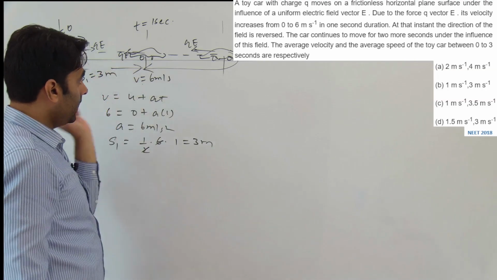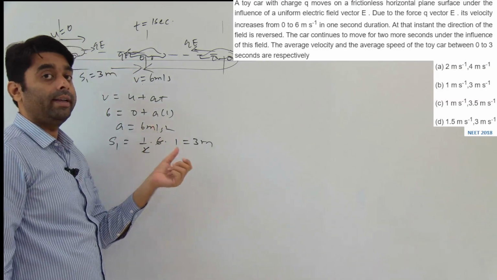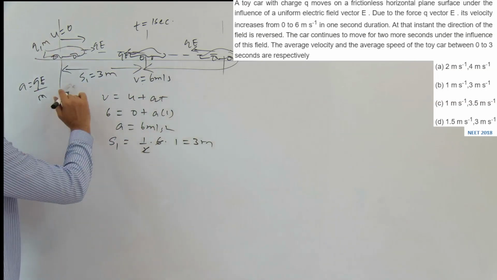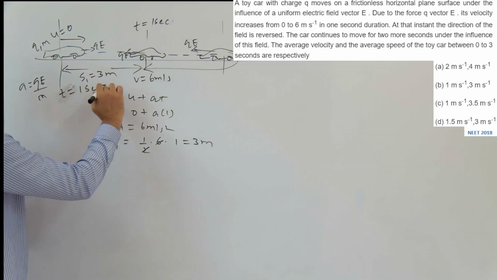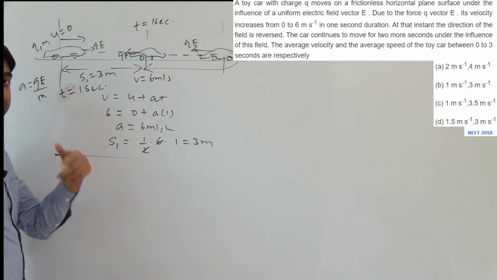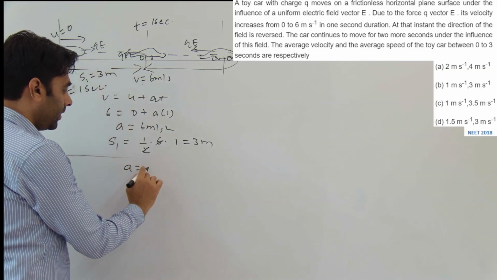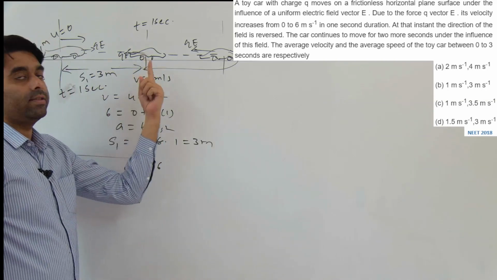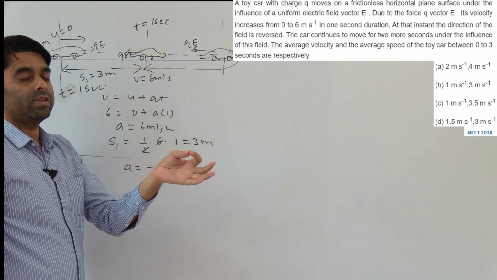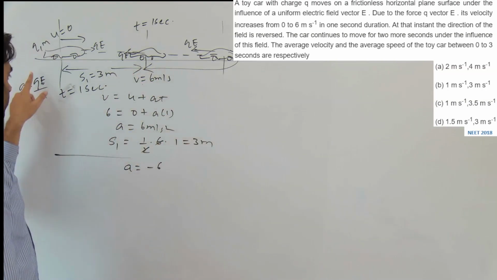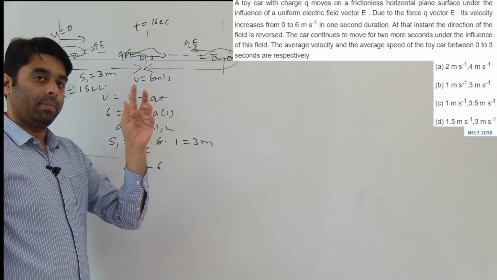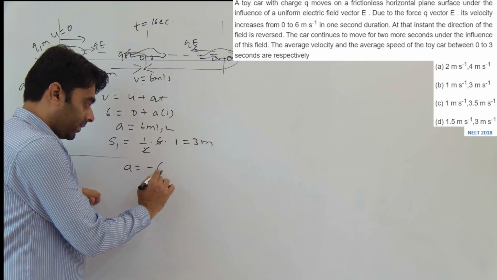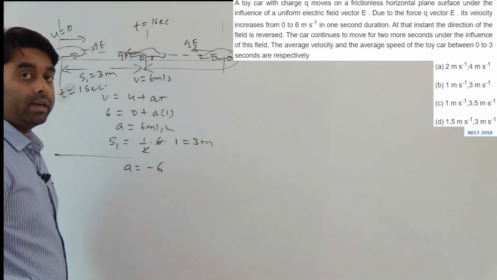Now next, once we have got the idea that the retardation, so this is the first part of the journey, this is till t equals to 1 second. Now next, if we see what happens, retardation happens. How much is our retardation? Retardation is -6. Why am I taking -6? Because the field is reversed, the magnitude of force remains the same, and your acceleration will be QE by m. So basically magnitude wise it will be 6 only, but it is retardation, that's why I have taken it -6.